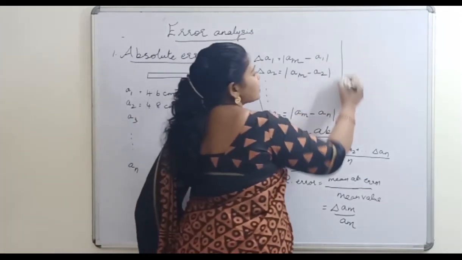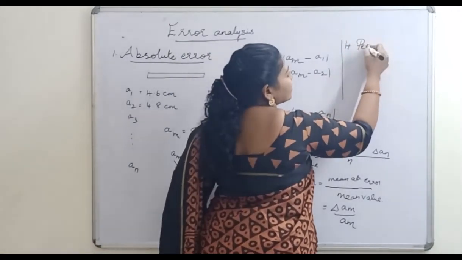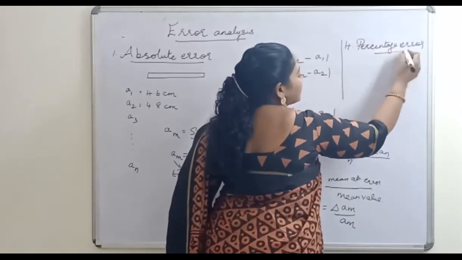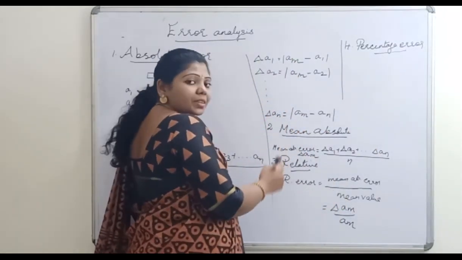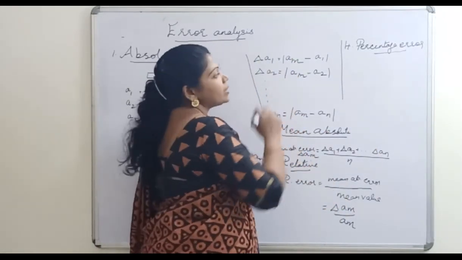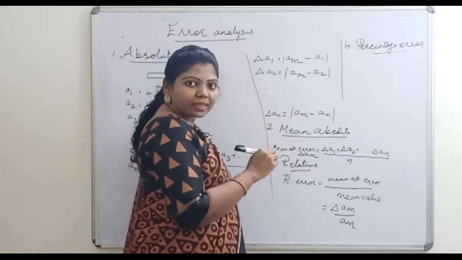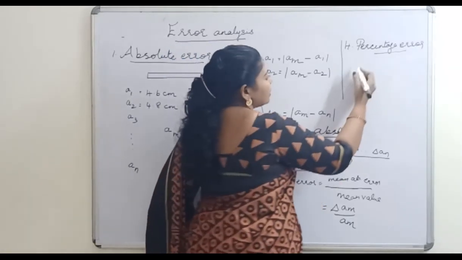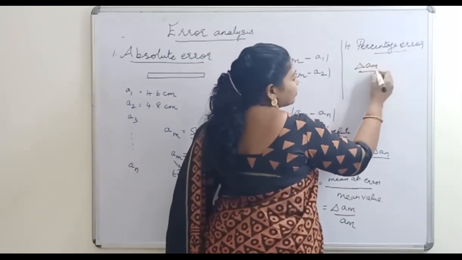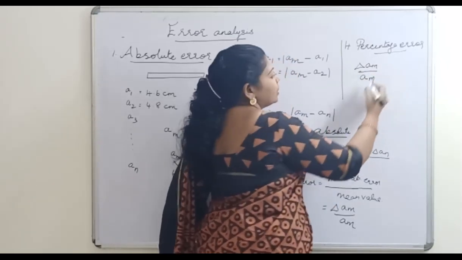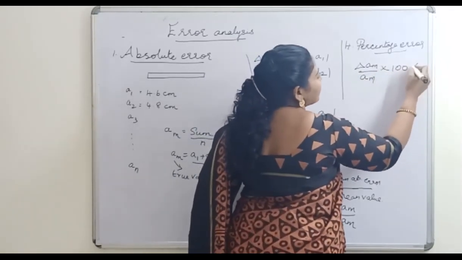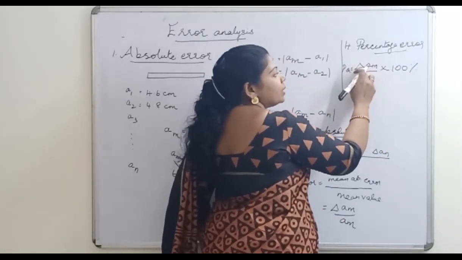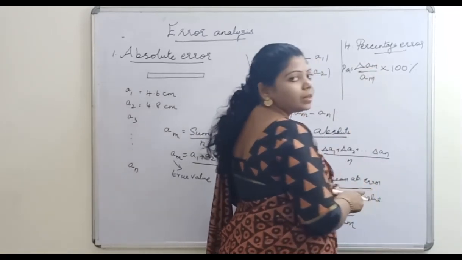And the fourth one is percentage error. How will you find this percentage error? The relative error in percentage is called the percentage error. Here delta AM by AM is the relative error. For percentage, multiplying by 100 percent gives the percentage error. So percentage error is equal to delta AM by AM into 100 percent.